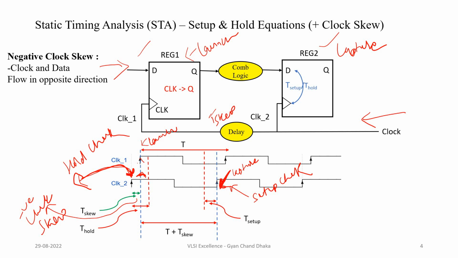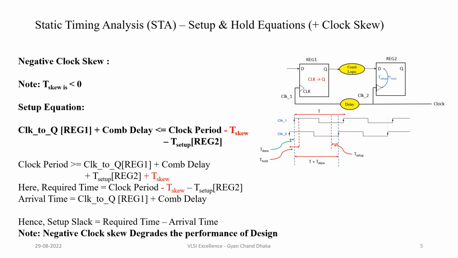Okay, now let's see the impact on the setup equation. So here the T skew is always less than 0. It is negative. Now let's see the effect of this on the setup equation. Ideally speaking, if there is no clock skew, just remove this T skew term, and we have the clock-to-Q delay plus combinational delay should be less than the clock period minus T setup of register 2. But now the negative T skew has come here. So now what will this term become?